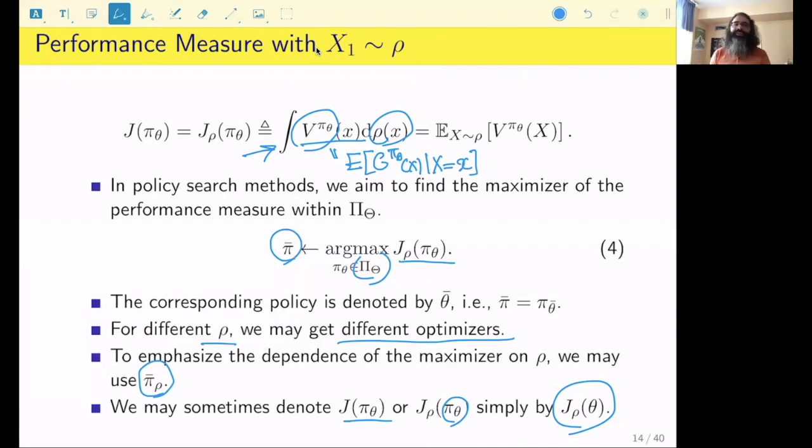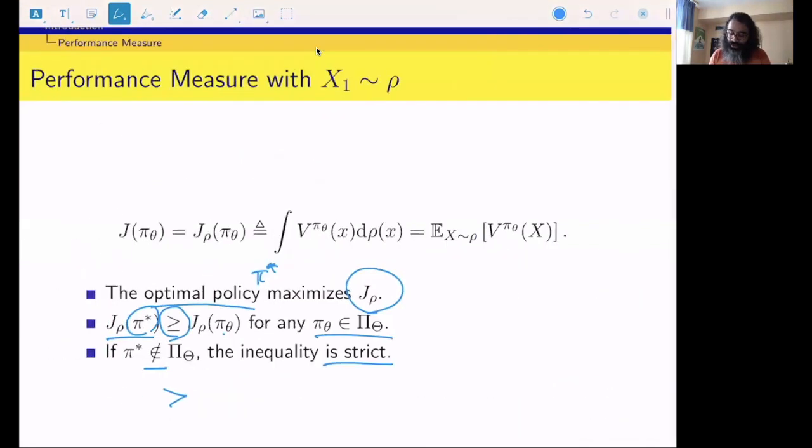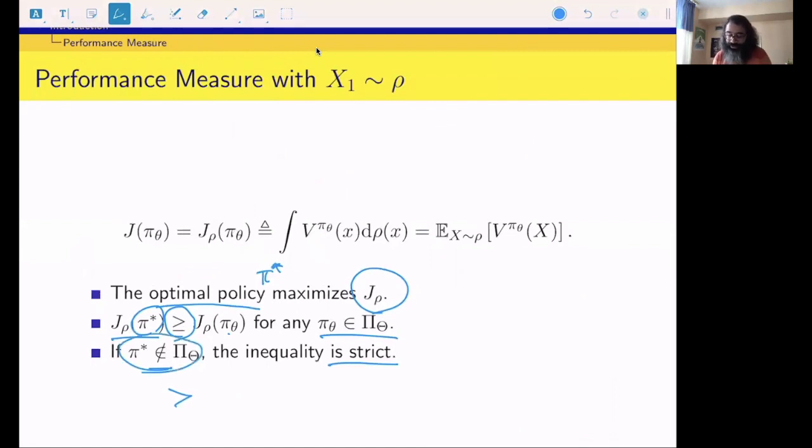But the consequence of pi star not being in that policy space is that, depending on how I choose rho, I get different policies that maximize this performance measure. If pi star was a member of capital Pi of theta, the policy space, then it wouldn't really matter what rho I choose, because the optimal policy would always be optimal for whatever rho I choose.